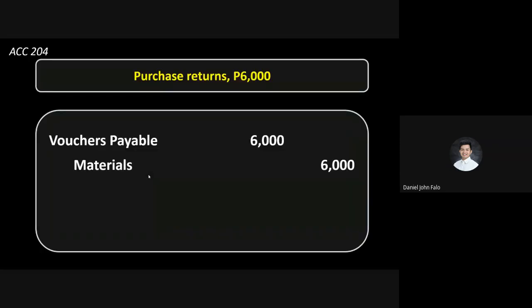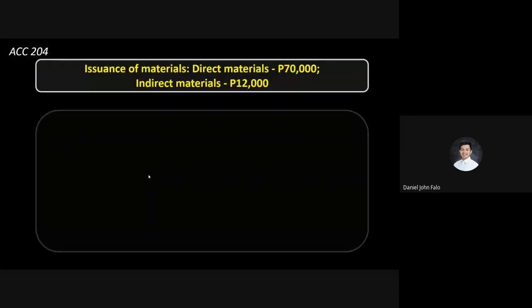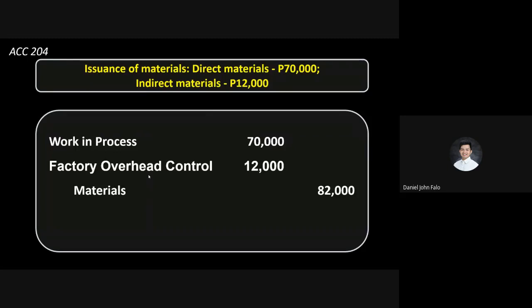So after the purchase of materials, there is a return of the materials to the supplier, about 6,000. So that would be a reversing entry for the previous journal entry that we have made. So debit vouchers payable 6,000, then credit materials 6,000. Next. So out of the 120,000, there is a return of 6,000.